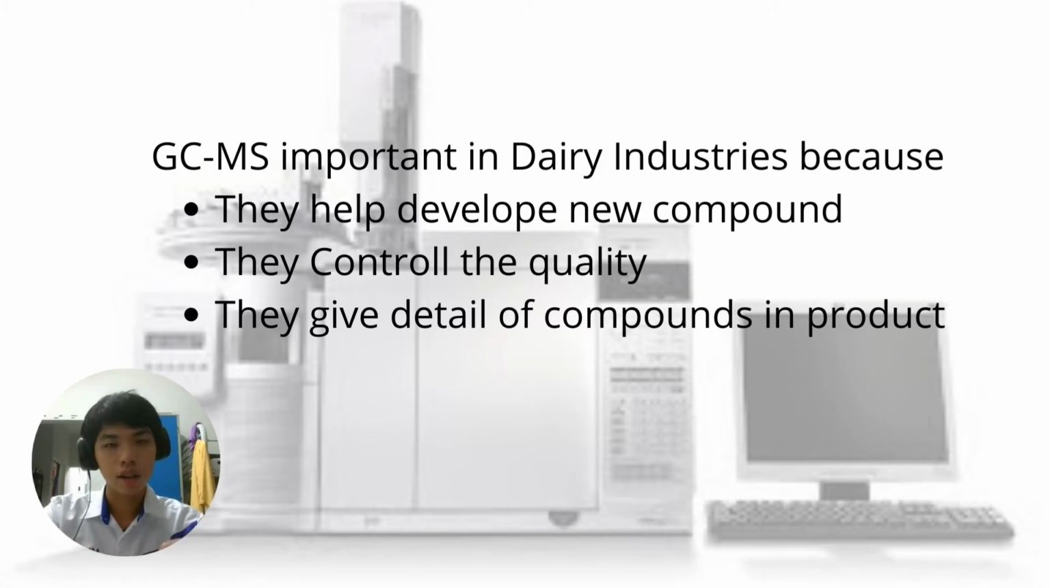And secondly, GCMS also helps in controlling the quality of the product. Through the analysis of fatty acid, we can know whether the milk is good or bad, or is nutritional or unnutritional. So it gives the detail of compounds in the product through the mass spectrometry. We can know the detail of a compound through its molecular weight.